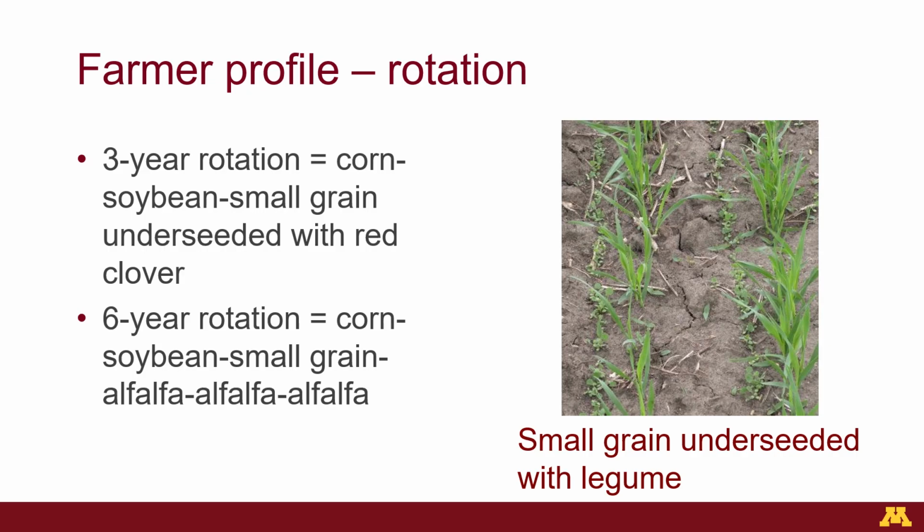Let's look at a real-world example. An organic farmer in Lac-qui-Parle County in western Minnesota usually has a 3 to 4 year rotation of corn, soybean, and small grains, underseeded with red clover. We show a picture of a small grain underseeded with a legume. The small legume seedlings are between the rows of the taller small grain plants. However, when a field needs soil building or better weed management, he will add 2 or 3 years of alfalfa to that rotation. Thus, his rotation is sometimes as long as 6 years. This 6-year rotation is corn, soybean, small grain, and then 3 years of alfalfa.